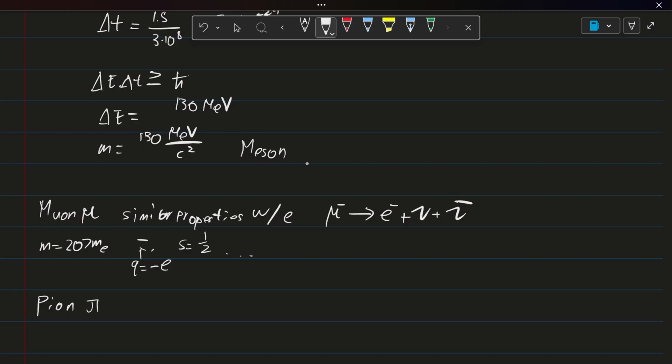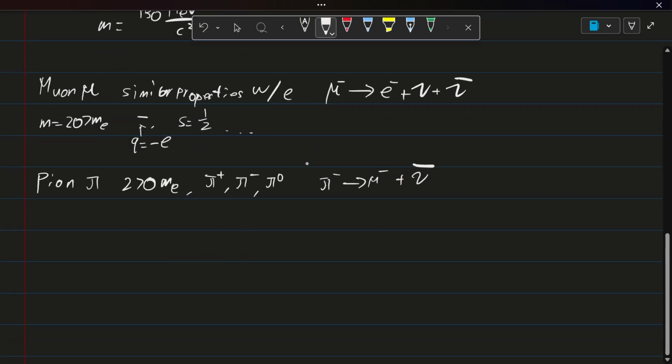So the pion has a mass 270 times that of the electron, and it comes with three different charges: pion positive, pion negative, and pion neutral. And this pion actually also decays. So this pion decays into a muon as well as an antineutrino. So this discovery of particles makes us think, how do we actually classify such particles?